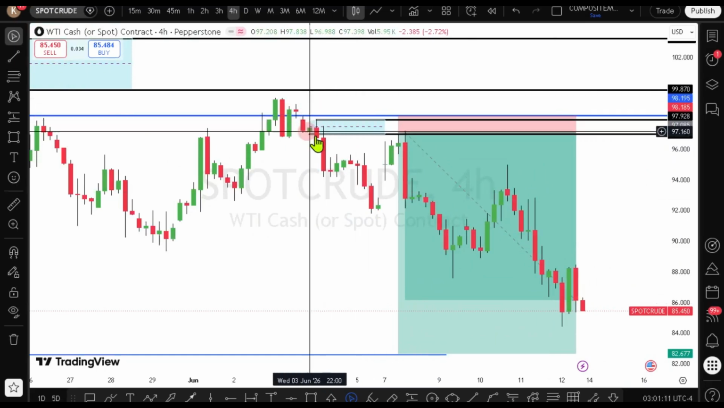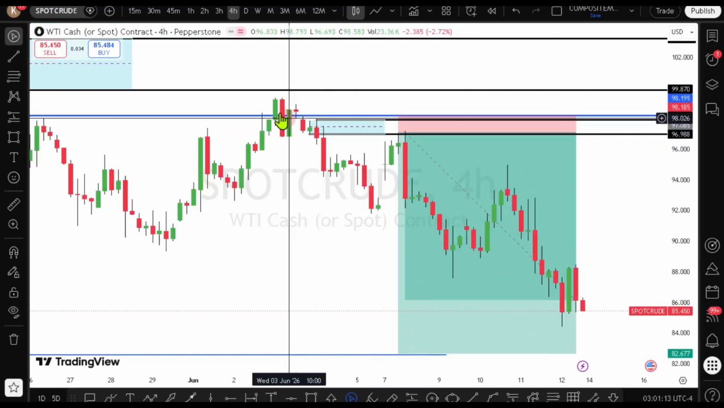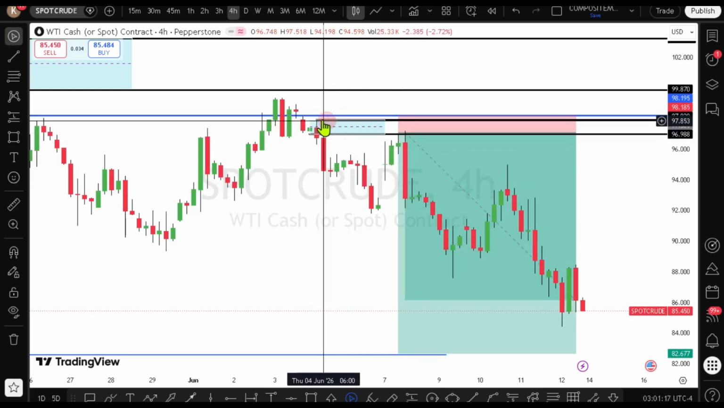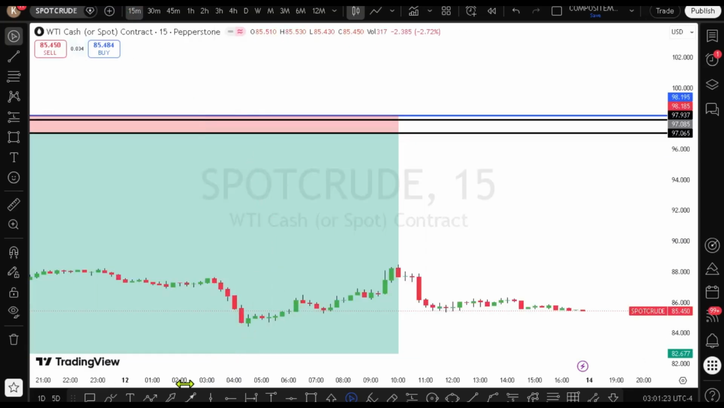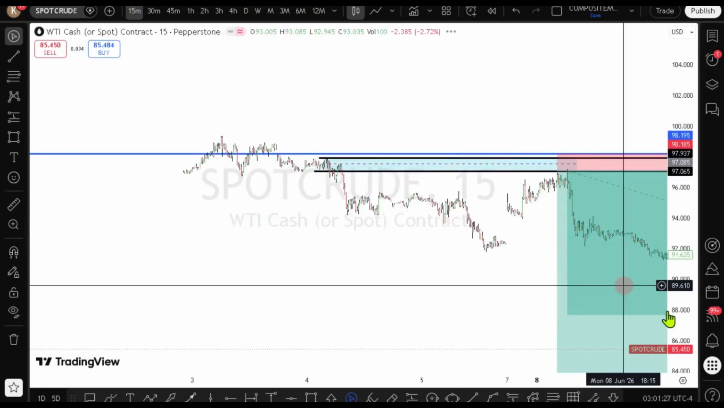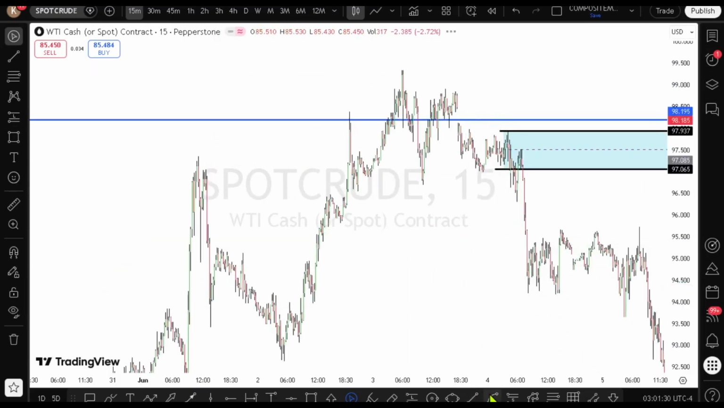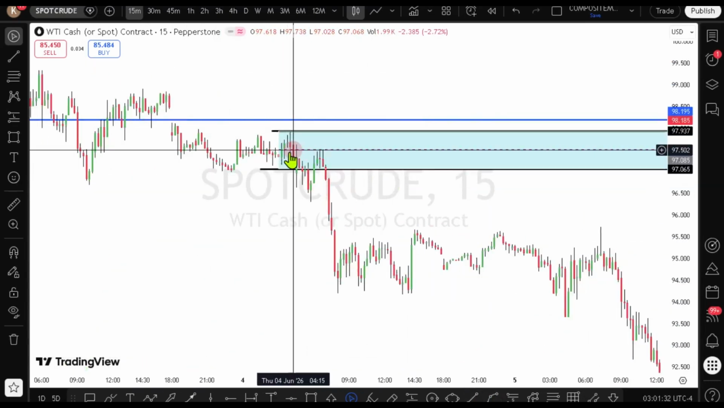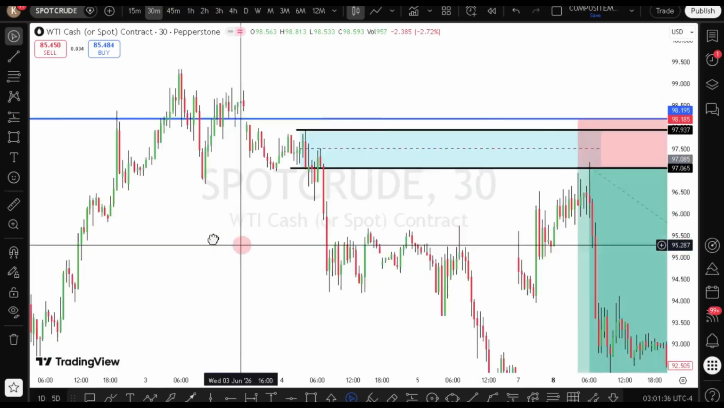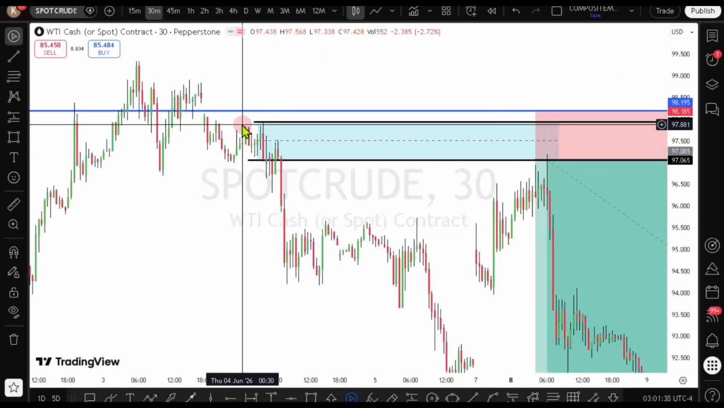here, whereby drop, base, drop, and price went back here. So I took my entry here, but I did not trade it on 4H. This was a trade that was taken on the 15 minutes time frame. All right, on 15 minutes time frame, we look at this. No, this was 30, not 15. I think it was 30 minutes here. 30 minutes, you see this base, there's a drop.